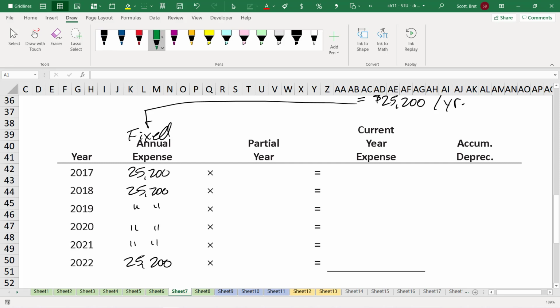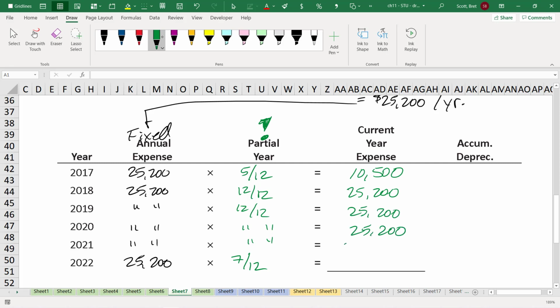The only thing we have to worry about here is partial years. So for the first year, we ran it for 5/12 of the year, 5 months. Thereafter, it was 12/12, etc. The last year, we would have only run it 7/12, the first half of the year. We multiply those across. The current year's expense for the first year is going to be $10,500. Then for the next 4-ish years, 1, 2, 4 years, 25,200, 25,200.